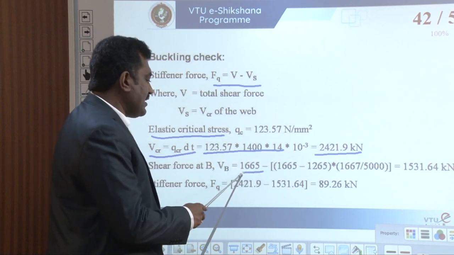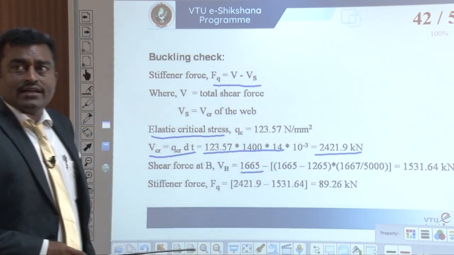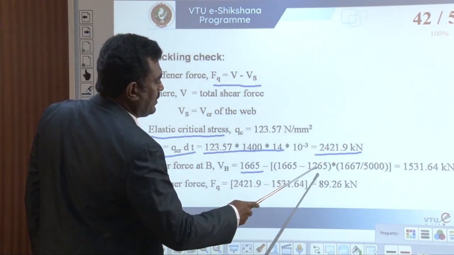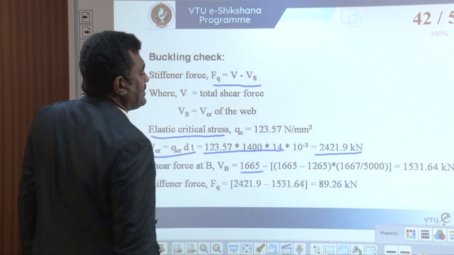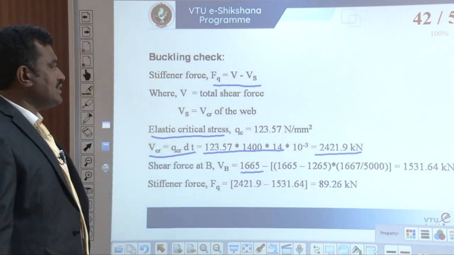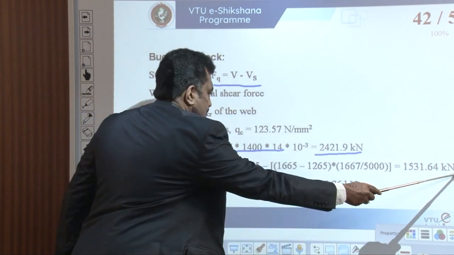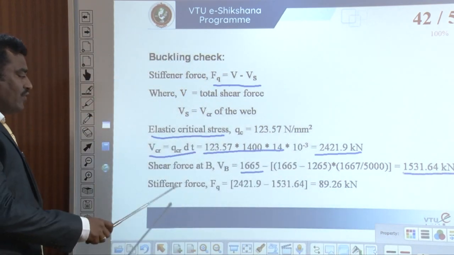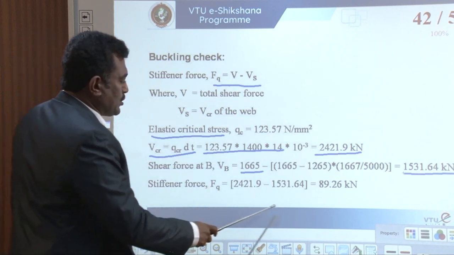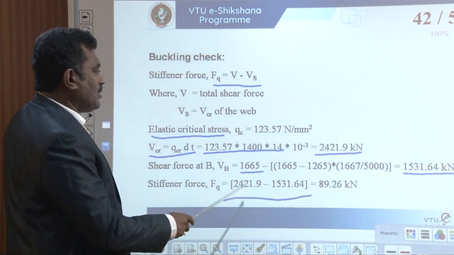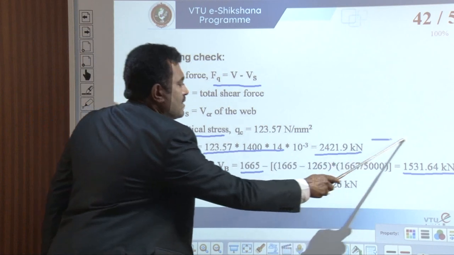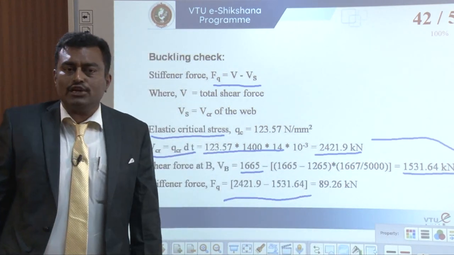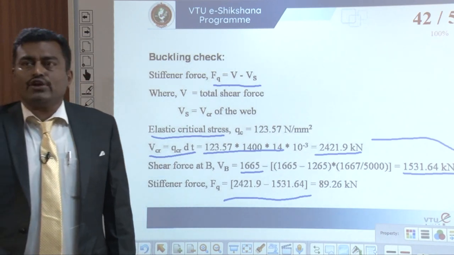Then the shear force at B, that is VB, how do we calculate this? 1665 is the V we got in the load calculation. Then 1665 minus 1265, with spacing 1667 by 5000, gives this value. Substituting gives this value. Then stiffener force FQ is this minus this, which gives 89.26 kilonewton as the FQ value.